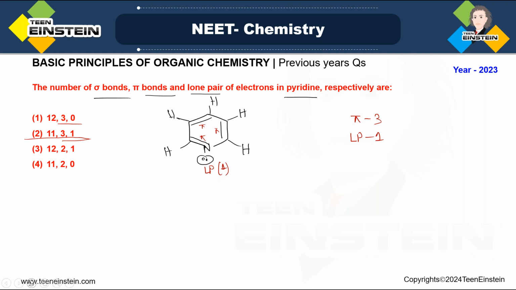But we will count the sigma bonds here. So sigma bonds are obviously these carbon-hydrogen bonds, a total of 5 carbon-hydrogen bonds. And here we have some C-C bonds and C-N bonds. So these are the sigma bonds, 1, 2, 3, 4, 5, 6. Total 6. That is 2 C-N bonds and 4 C-C bonds. But whatever it is, the total number of sigma bonds is 11. So sigma bond 11. So 11, 3 and 1, that is matching with option 2. So that is why this is the correct option. Okay.